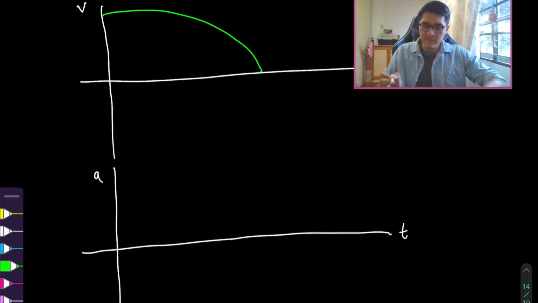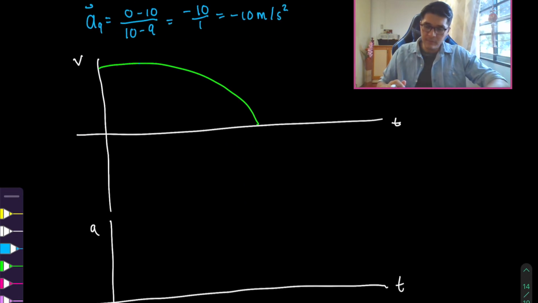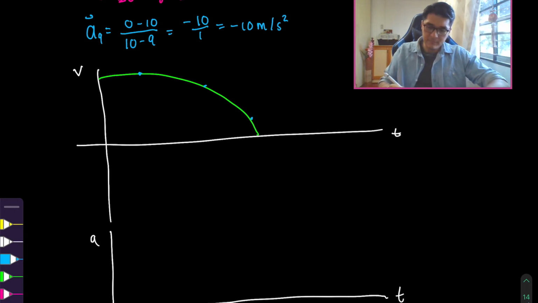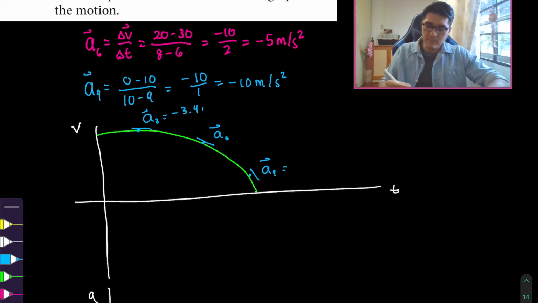So this goes back to grade 11. In grade 11, what I usually like to do is draw my two graphs one below each other. So we go from VT and we want to go to AT. Our velocity time graph looks something like that. And we have the instantaneous acceleration for 3 instants in time, not time intervals. So acceleration at 3 seconds, acceleration at 6 seconds, and acceleration at 9 seconds: negative 3.4, negative 5, and negative 10.